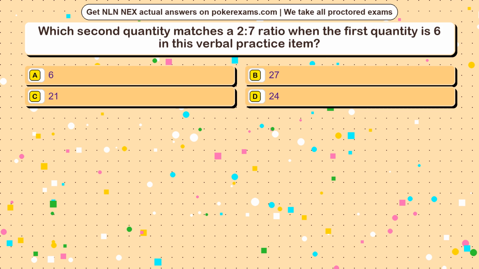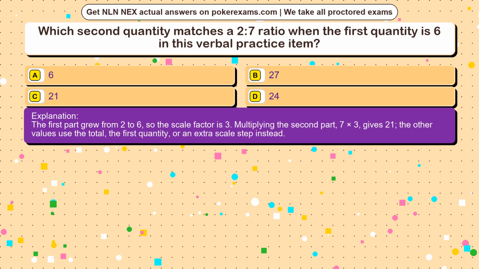The correct answer is option. The first part grew from 2 to 6, so the scale factor is 3. Multiplying the second part, 7 times 3, gives 21. The other values use the total, the first quantity, or an extra scale step instead.